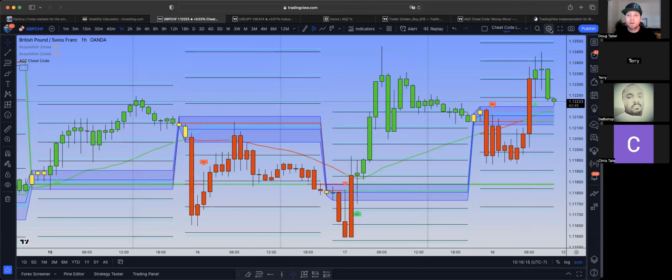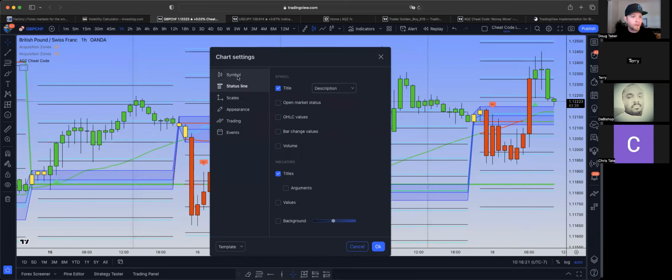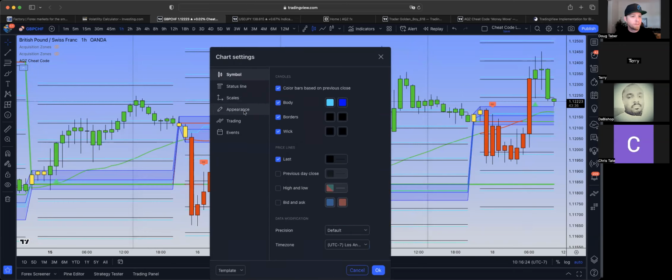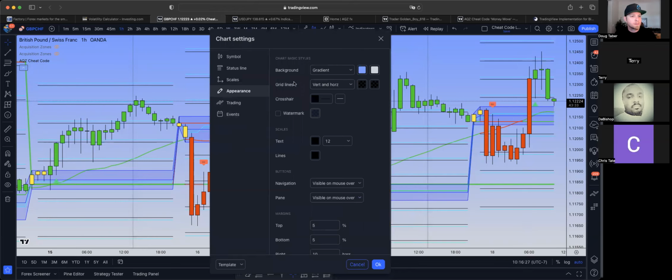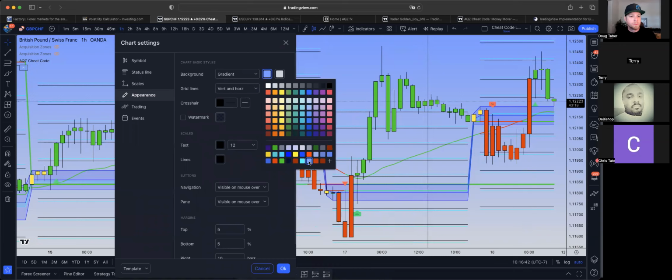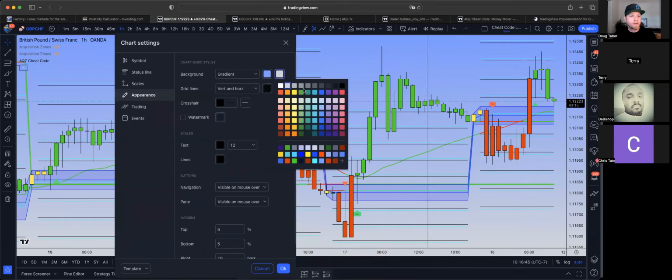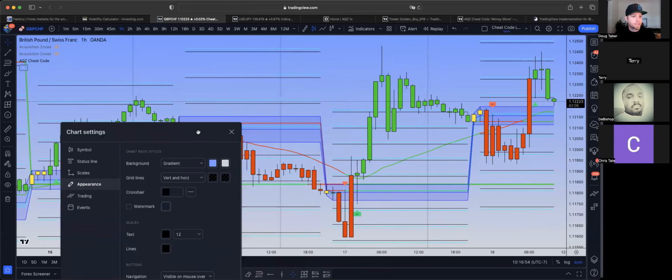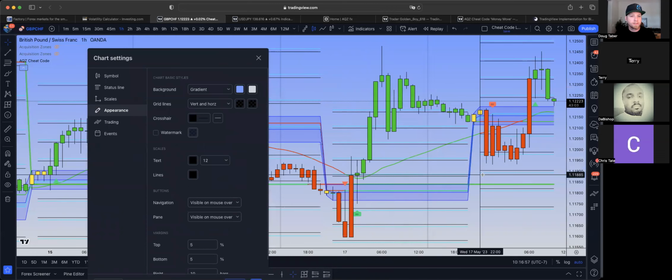Oh, perfect. So go to the top right. There's a gear settings here for chart settings. You want to go to appearance. I like setting my background to gradient, and what that means is it'll blend two colors for you. So I like the light blue for the top of my chart and then the very light gray for the bottom. I don't know, it has a clean way of dressing up my chart. I can see things really clearly, you know?